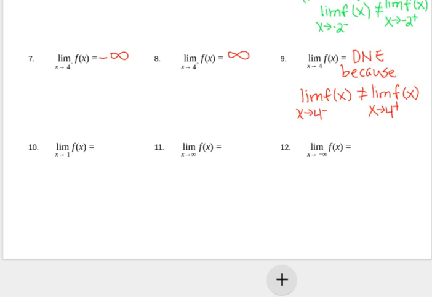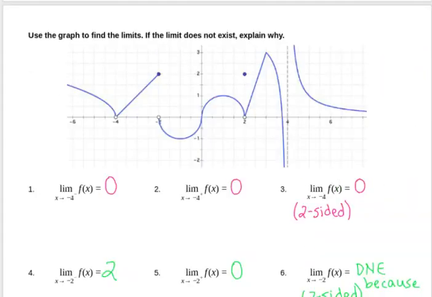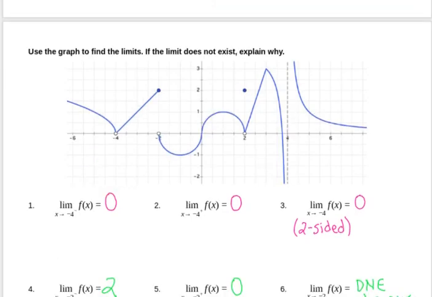Let's take a look at number 10 then. So for number 10, it's the limit of f of x as x approaches 1. You'll notice this is a two-sided limit, and we didn't find the one-sided limits already. So we are going to have to do that. So take a look at the graph at x equals 1. It looks like each of these tick marks is a half, which means x equals 1 is right here. I'm going to just draw in this dotted line here. This is x equals 1.